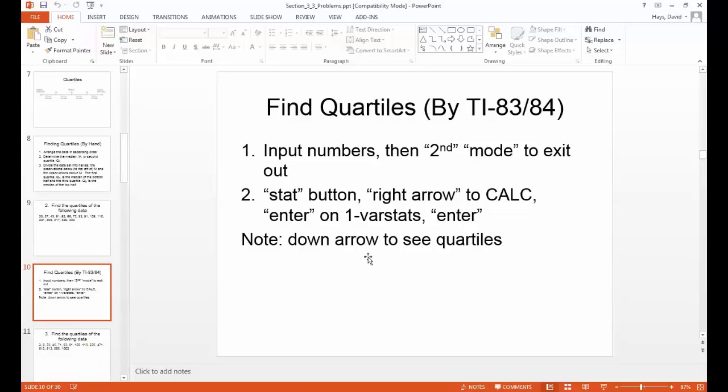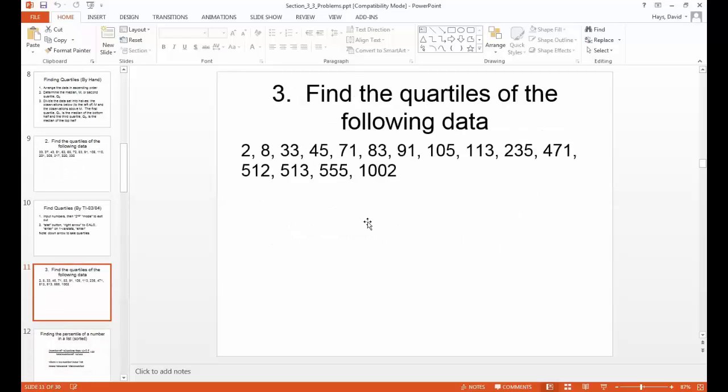Okay, finding quartiles on a TI-83, TI-84. We're going to put our numbers in, then we'll make sure we exit out, and then we'll do our stat button, right arrow to calc, enter on one of our stats, and press enter. And then you want down arrow to see the quartiles. So let's take a look at this problem.